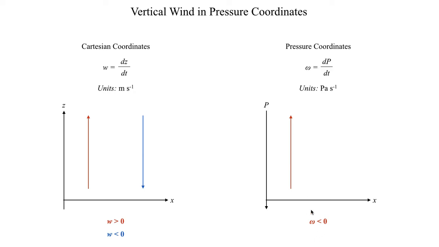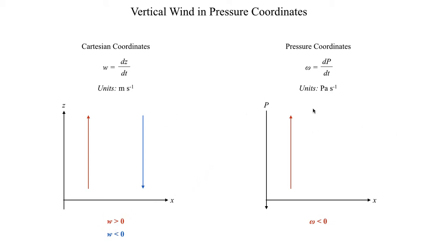And again, the reason is that we've got rising motion, an air parcel or something moving from higher pressure to lower pressure, meaning the numerator is negative and dt is still positive. So our value for omega must be negative. So a negative value for omega indicates rising motion, and a positive value for w indicates rising motion as well.